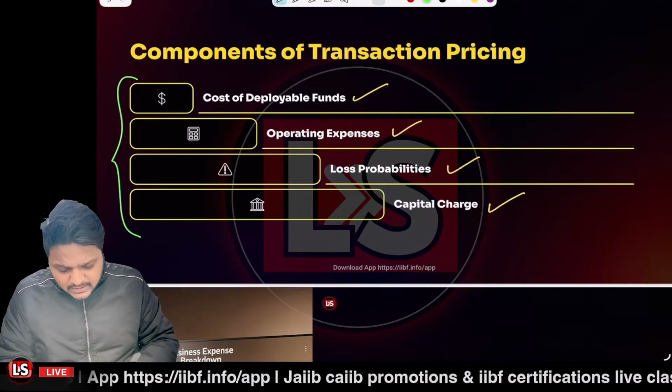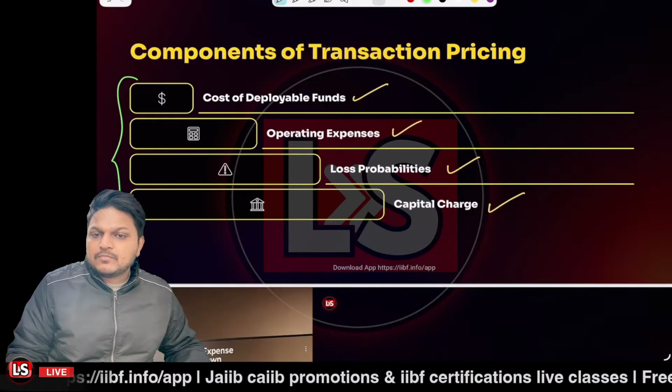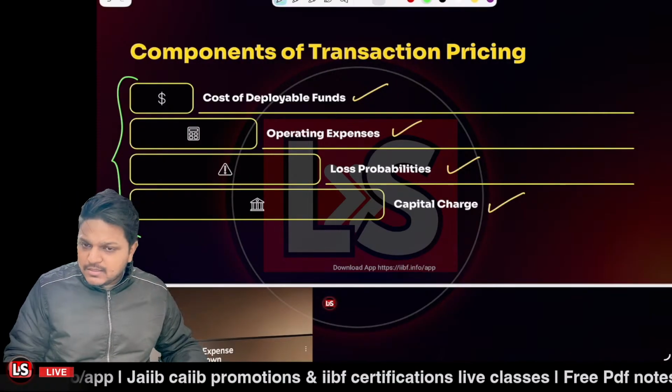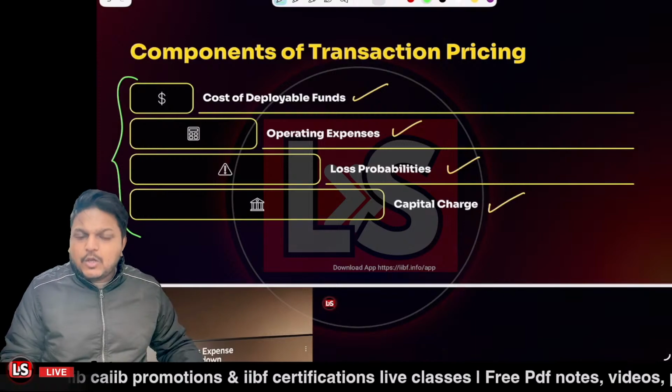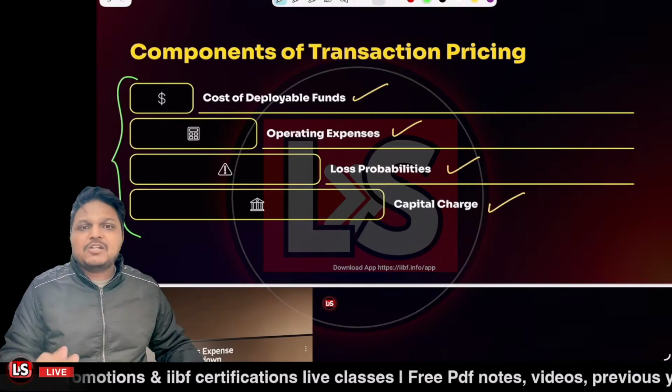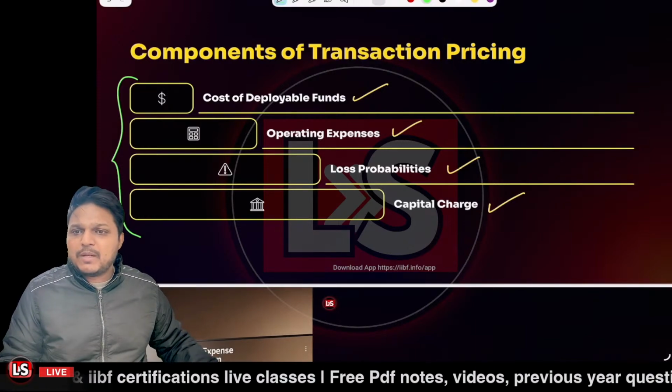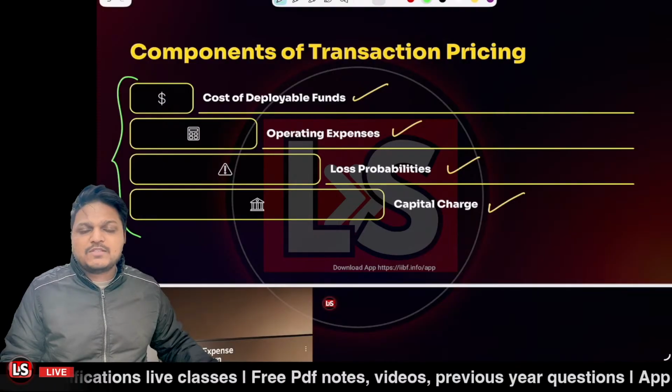These four things must be kept in mind: cost of deployable funds, operating expenses, loss probabilities, capital charges. All of these are to be maintained.